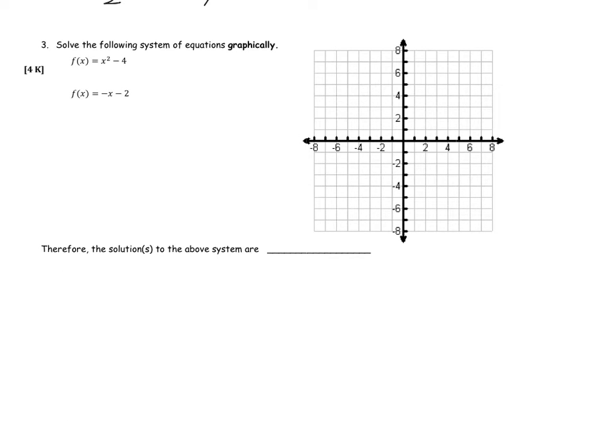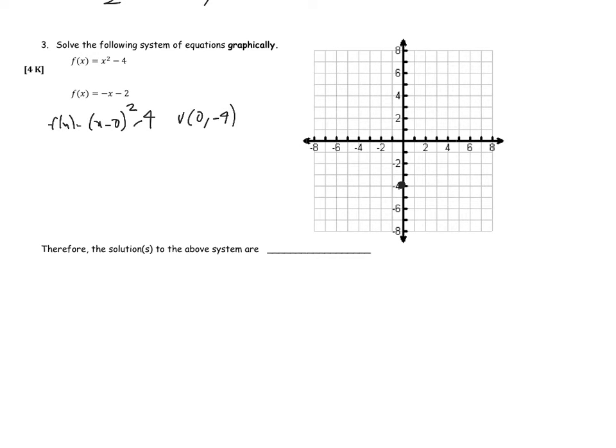The next question says solve the following system of equations graphically. f of x is x squared minus 4, and f of x is equal to negative x minus 2. The first one, I'm going to plot the quadratic. I can see from the quadratic that I can write it as f of x is equal to x minus 0 squared minus 4. So from this form, I know that the vertex is going to be at 0 and negative 4. So this is my vertex here. Since the leading coefficient is plus 1, the parabola opens upward.